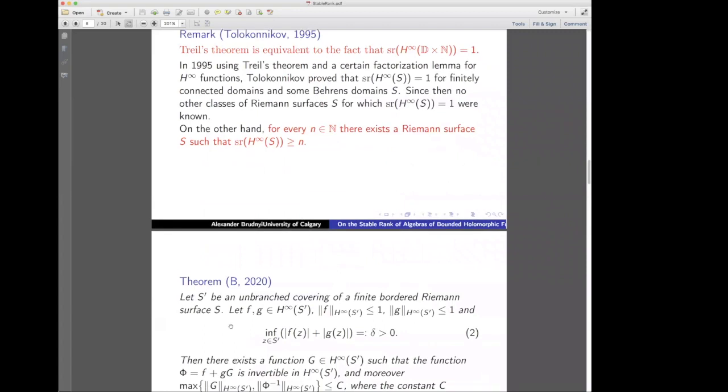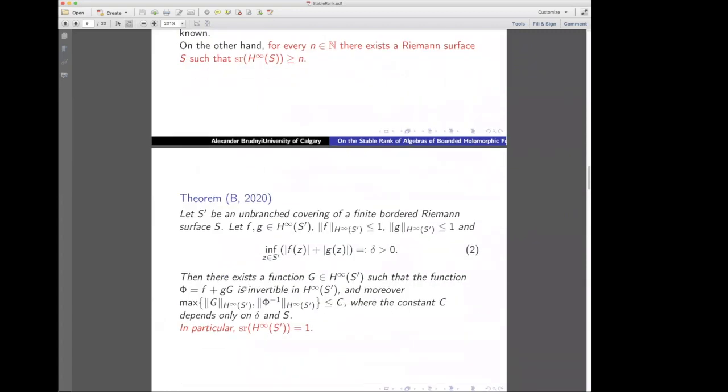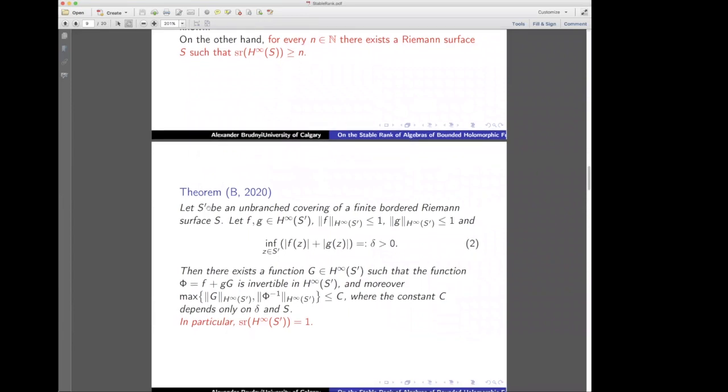We need to prove also the following uniform bound. But the uniform bound can be obtained from the fact that S prime is any unbranched covering of a finite bordered Riemann surface, and therefore, actually, just from the existence theorem about the existence of this constant. If it does not exist, then I can construct some unbranched covering of a finite bordered Riemann surface for which there is no such uniformly bounded solution, which is a contradiction. Therefore, from here, one obtains that there is a uniform bound C.